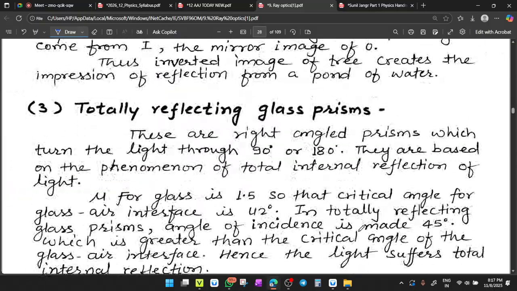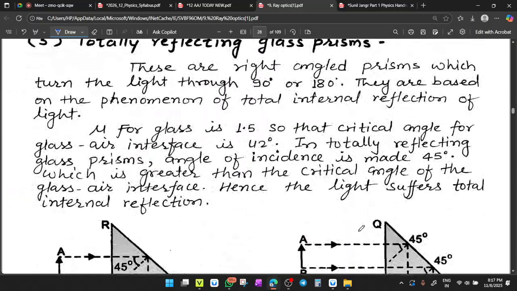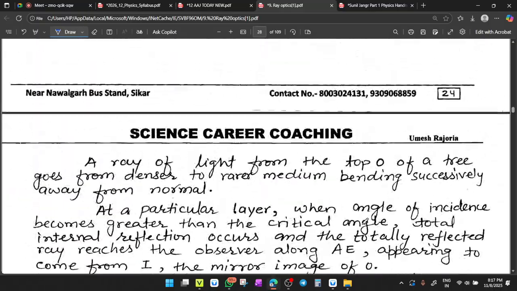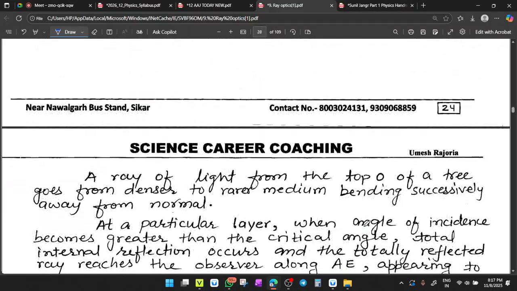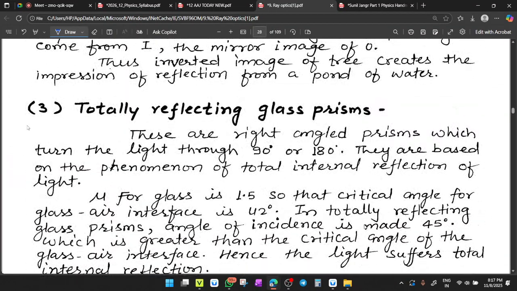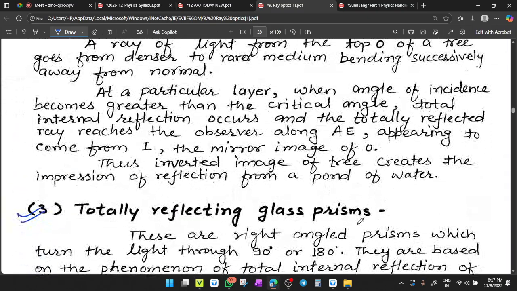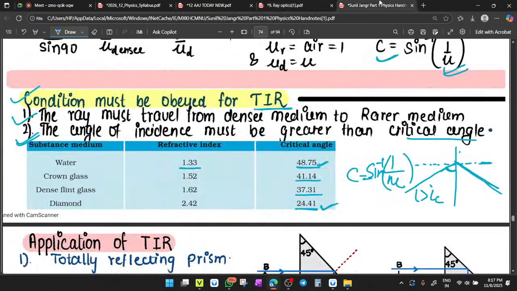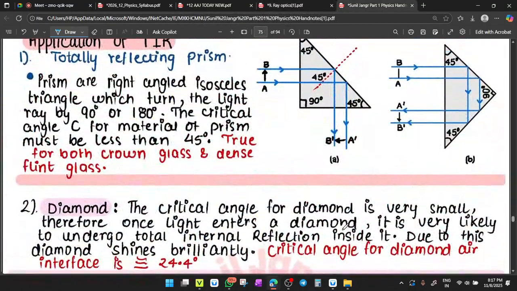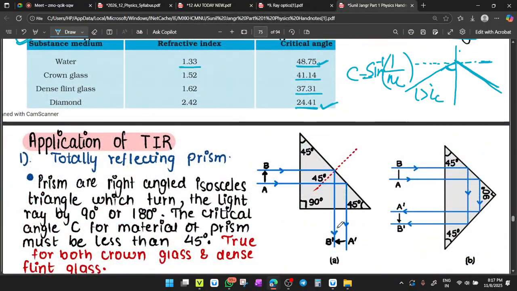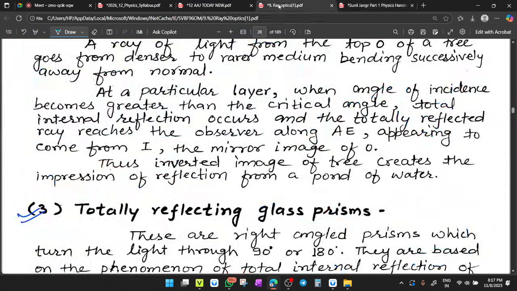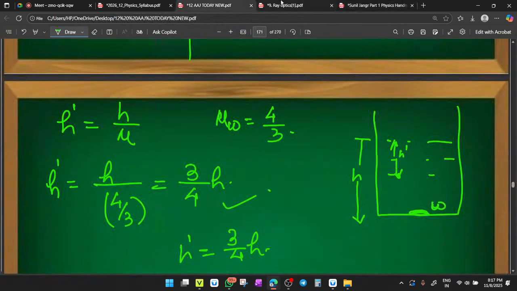Yes. Next case, mirage, is out of the syllabus. Totally reflecting prism. Yes. Now see the totally reflecting prism. How you can take advantage of the totally reflecting glass prism. What is a totally reflecting prism? Actually, it is a technique to get a deviation of 90 degrees or 180 degrees of the light ray.